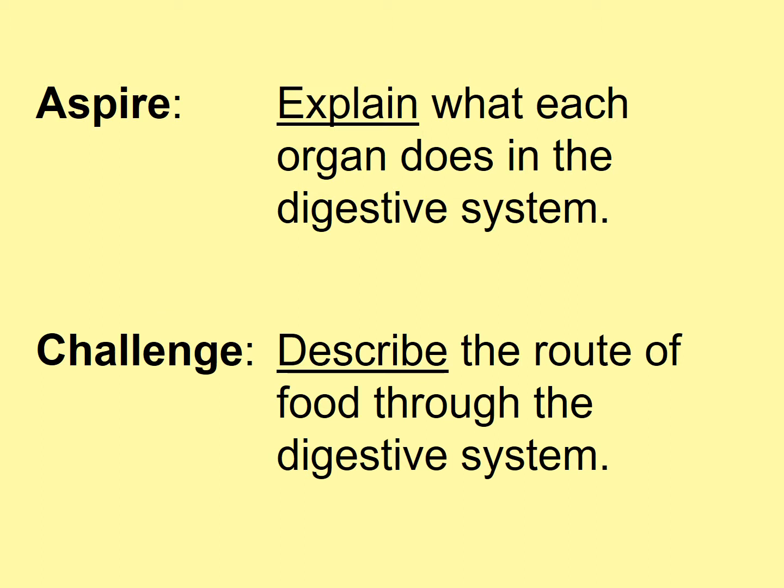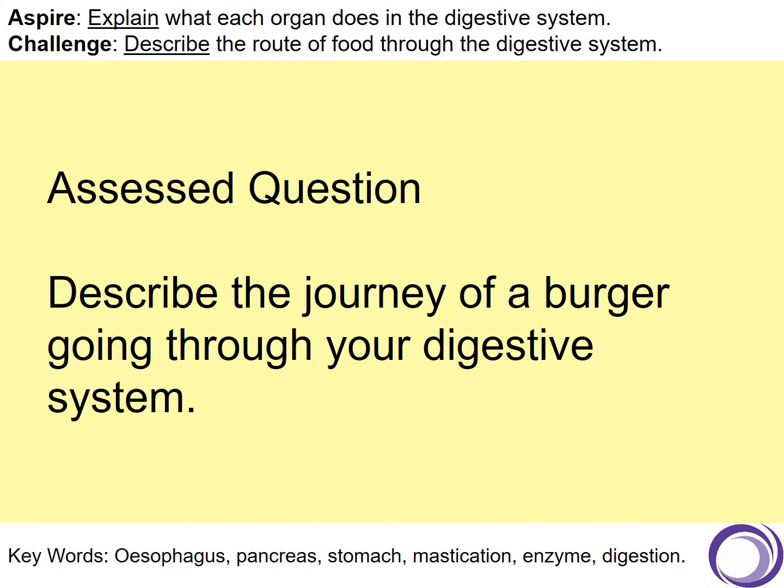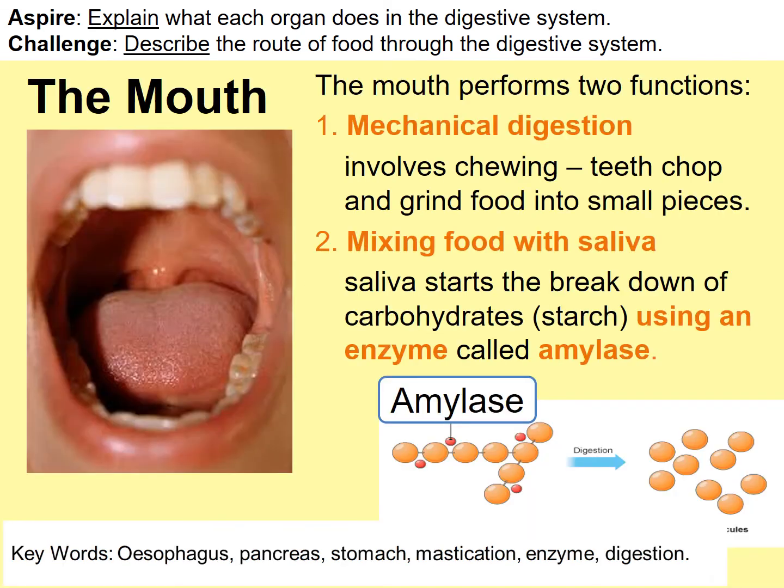Right, so the challenge here is to describe the route of food through the digestive system. So you've got to know the name of all the different organs in the digestive system, and then the aspires to explain what each one of those does. Okay, so right at the end of this, I'm going to ask you to write a description about how a burger that you might have eaten the other day goes through your digestive system. So just keep that in mind, and these are all the important parts.